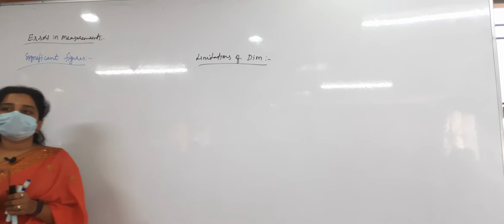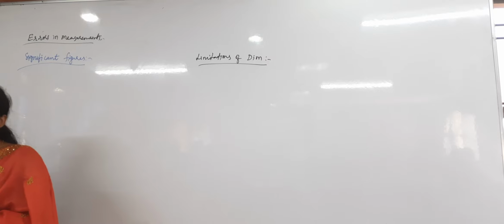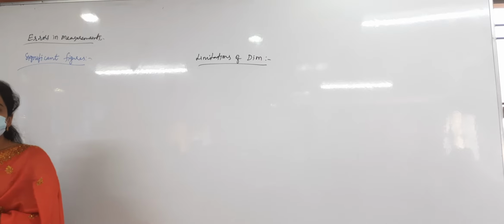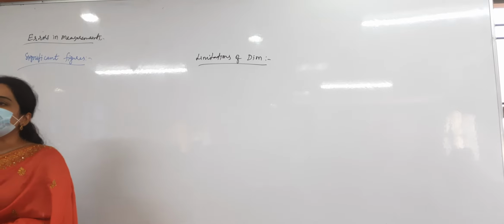So significant figures are the relevant, proper digits in the value we got. Those are known as significant figures. You only have to take the relevant digits, however many there are. In that, how many are relevant and how many are irrelevant, you have to find out by a number of rules.